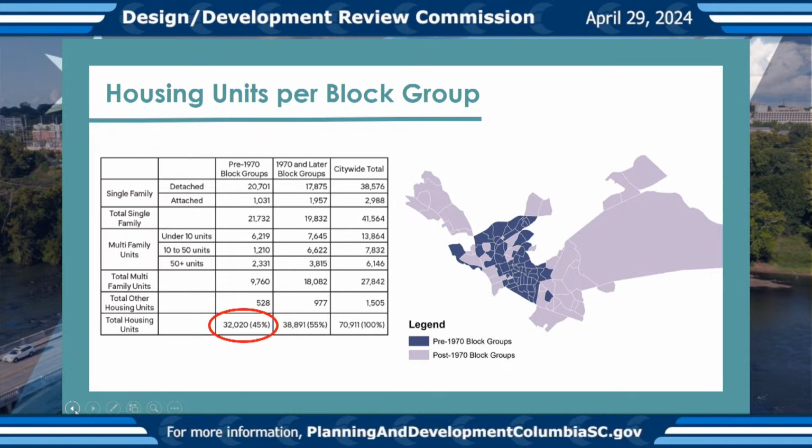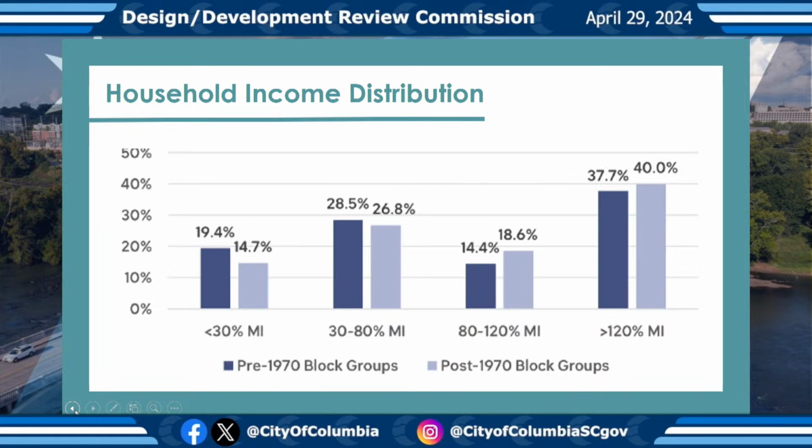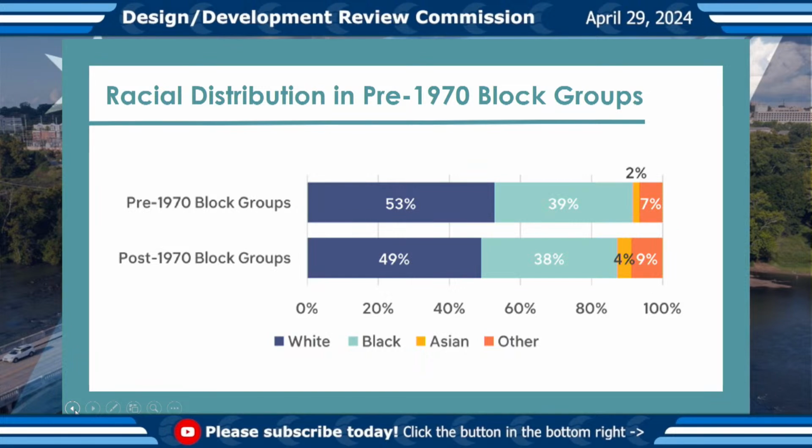Pre-1970 block groups make up about 45% of the city. And that actually includes buildings that are not in historic districts. So that's interesting because there is a great deal of affordable housing that already exists out there outside of our historic districts. And pre-1970, that is available for folks who are on more moderate incomes. So it's not protected, but it is out there to be utilized. Household income distribution is here. So you see the benefits of using some of those affordable housing in the pre-1970 groups. Racial distribution again.